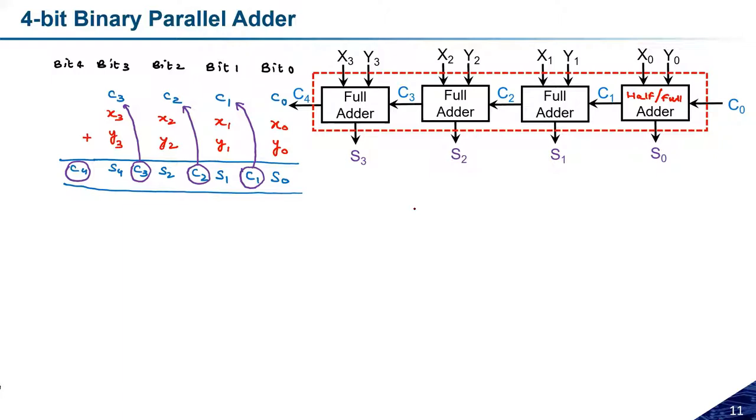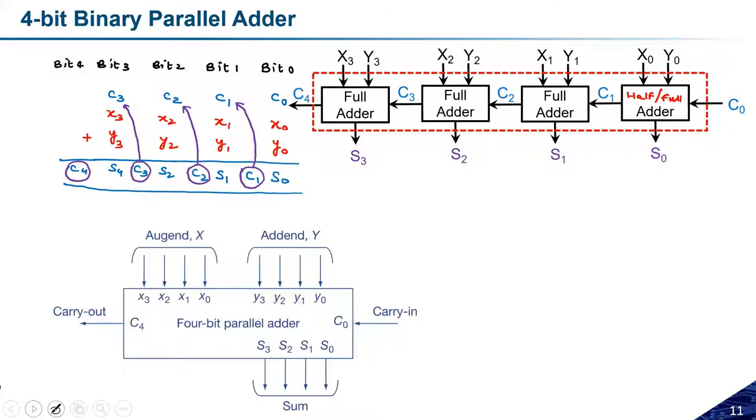So if I want to make a chip, for the 4-bit adder, I may require 9 input pins, 5 output pins, and some pins for the supply voltages. Let us see how it looks in block diagram form. We can have X0, X1, X2, and X3, Y0, Y1, Y2, and Y3, and that will give you the sum S3, S2, S1, and S0. We will have one carry input and one carry output.